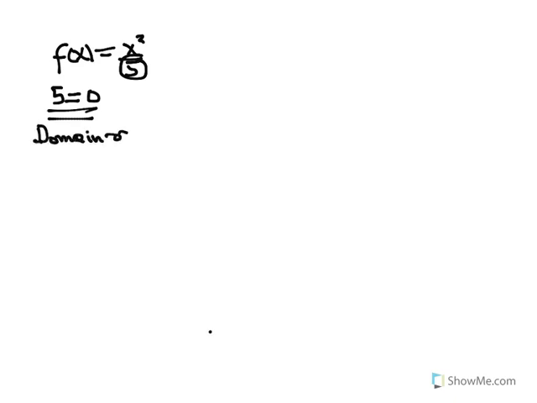Okay, let's do one more example. And now we are going to take f of x equals x squared divided by 5. Okay, so what kind of equation is that? So let's take the denominator, and let's say the denominator is equal to 0. Question, can 5 be equal to 0? Absolutely not. So what this means is that the domain of f, yes, is all real numbers.